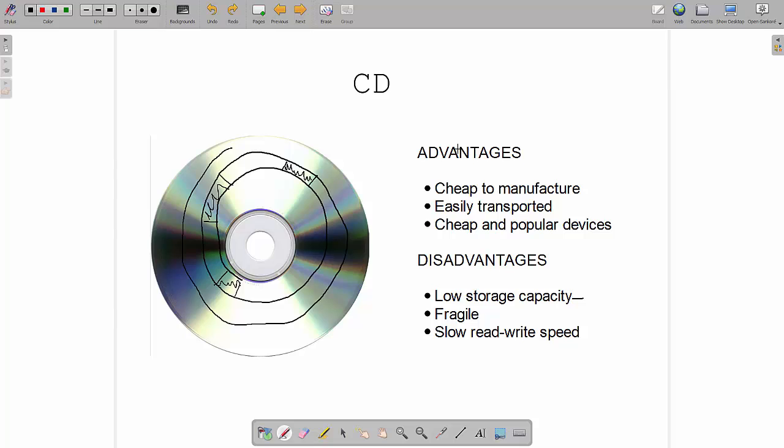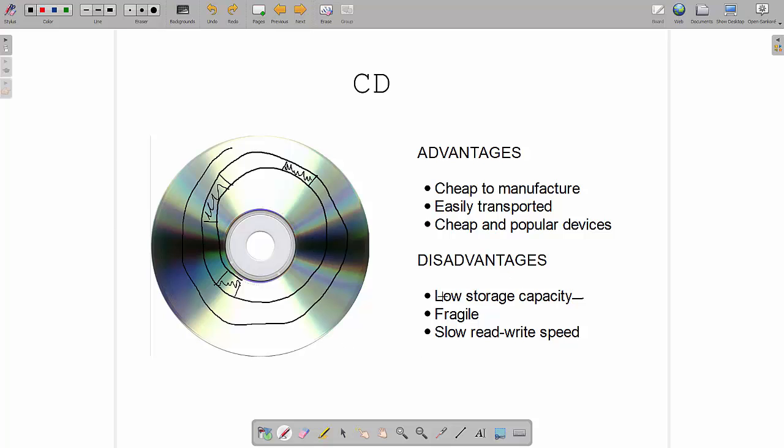The advantages of a CD, however, are that they're extremely cheap to manufacture. You can pick these up for literally pennies or cents in any store. They're easily transported. You can stack them on top of each other. And the devices that run them are cheap and very popular. So you can go anywhere and get a device that reads a CD. You don't have to go to some sort of specialist place. And they're extremely cheap generally to buy a CD drive, for example, for a computer.